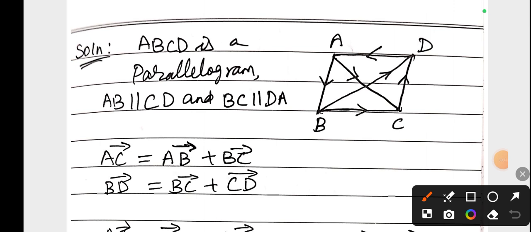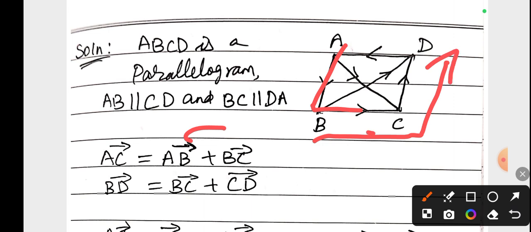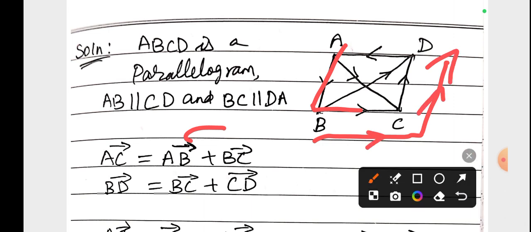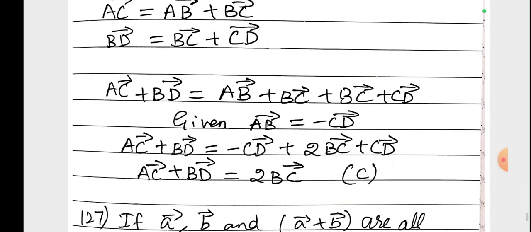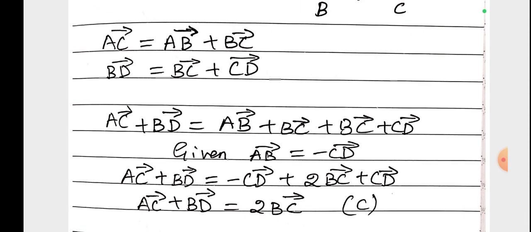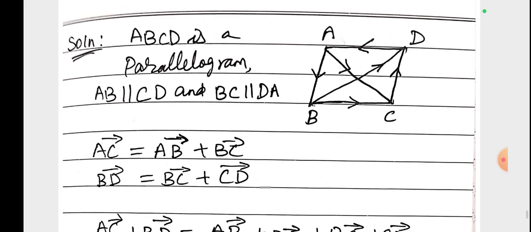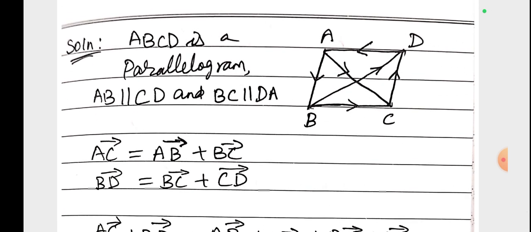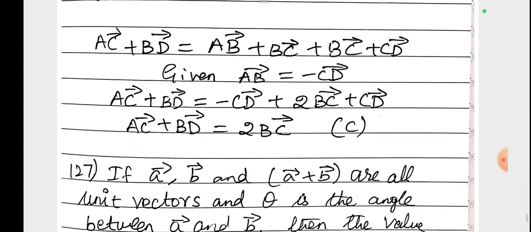So AC vector, when we are going to reach it, is AB plus BC. AB plus BC. BD, when going to reach, is BC plus CD. Then we just want to substitute only. AC vector is AB plus BC, no? Then BD is BC plus CD, no, we have written. AB and CD are not the same as per this.